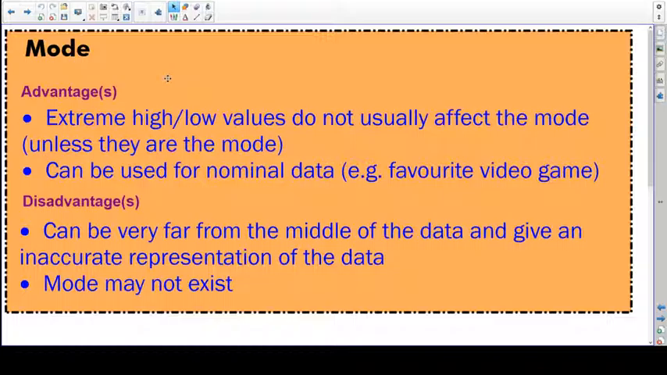What are the disadvantages? Well, if the mode is really far from the middle of the data, then it could give an inaccurate representation of the data. And what if the mode doesn't exist? Or what if there's several modes? And what if those several modes are very, very different? Then all of a sudden you don't really get a good picture of what the data is.